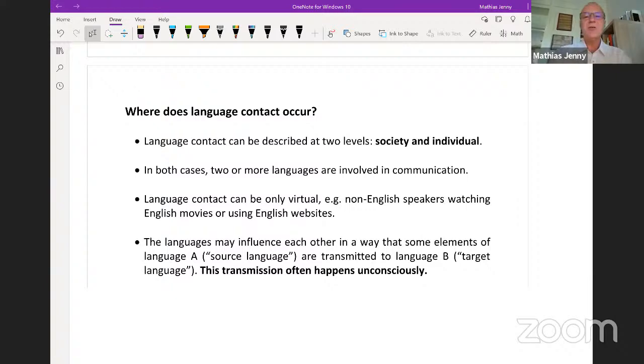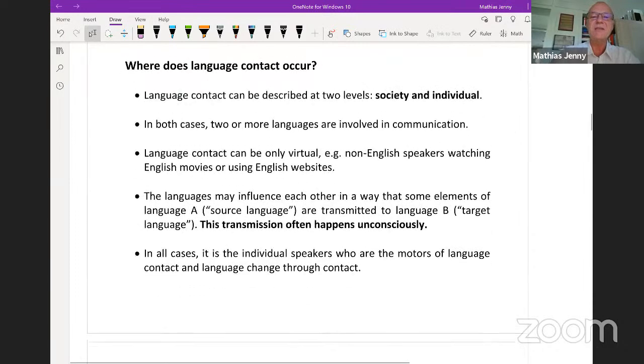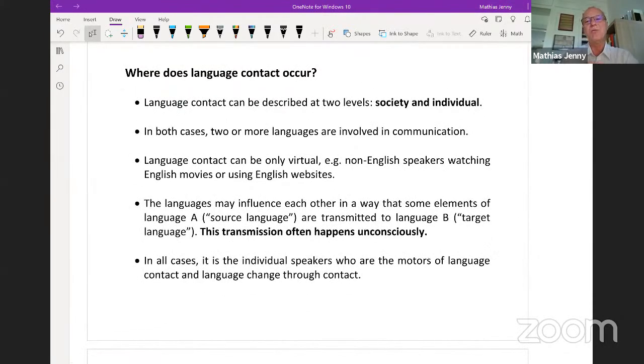Where does language contact occur? Where does it happen? Now, if you say language contact can be there in society or in individuals. So we saw that we can have multilingual communities or we can have multilingual individuals. In each case, of course, there is more than one language that the society or individual use in communication.